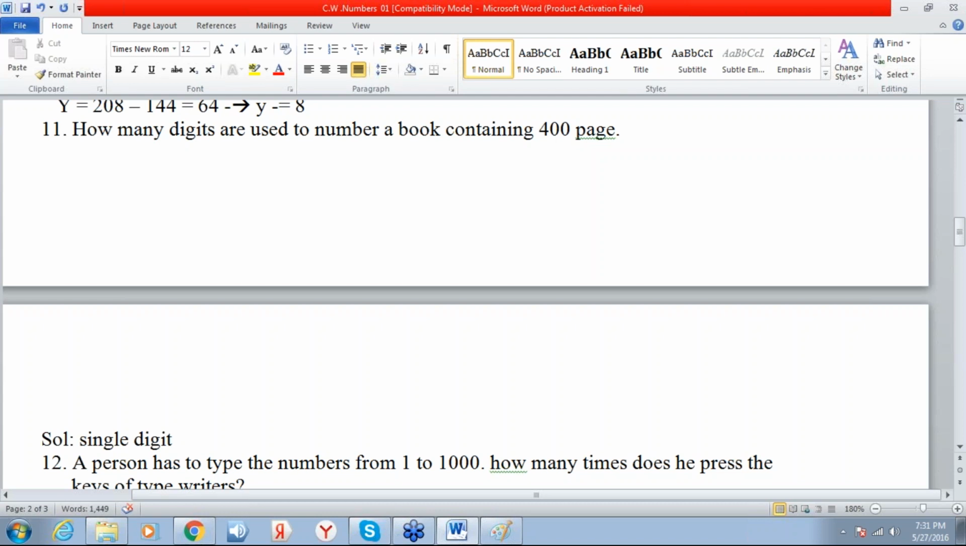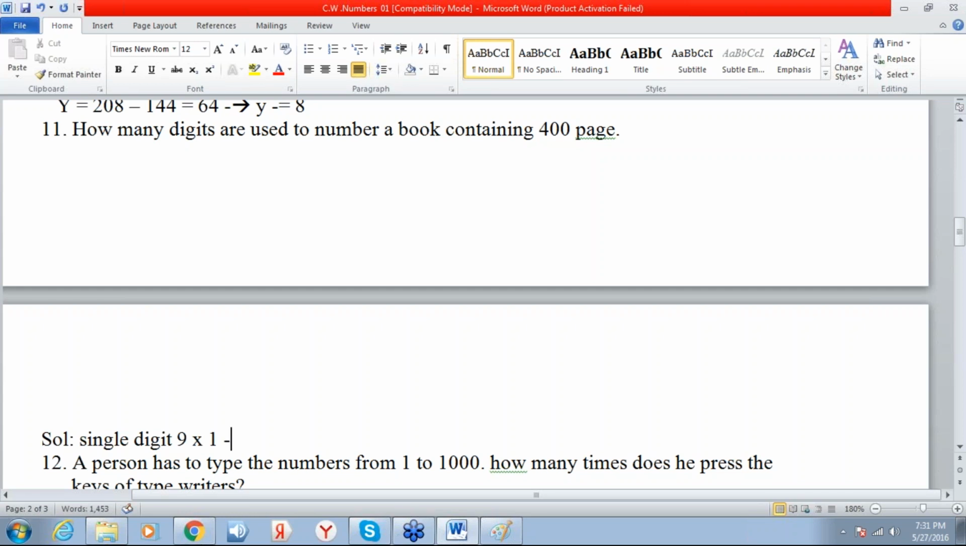How many single digit numbers are there? Actually, 10. Sorry, sir. But here, depending on how we start with 1, there are 9. So each of the 9 consists of one digit.